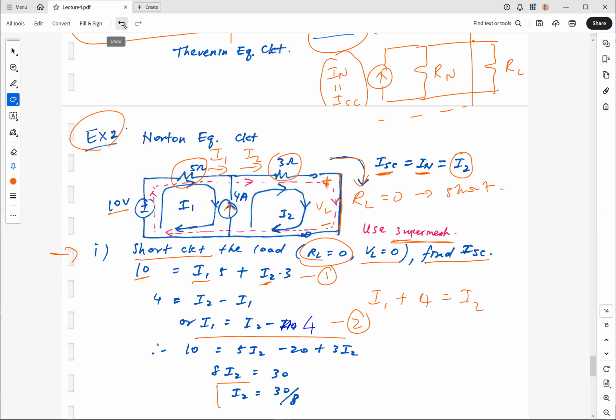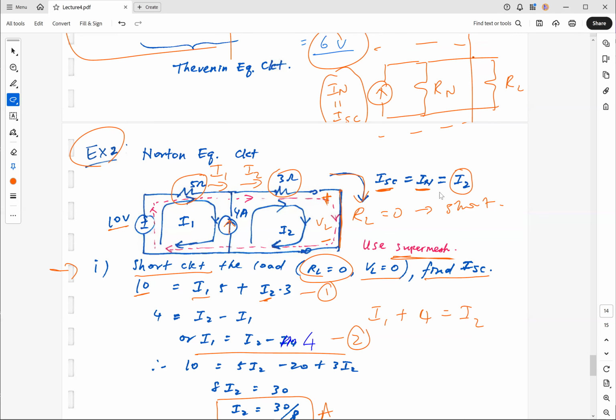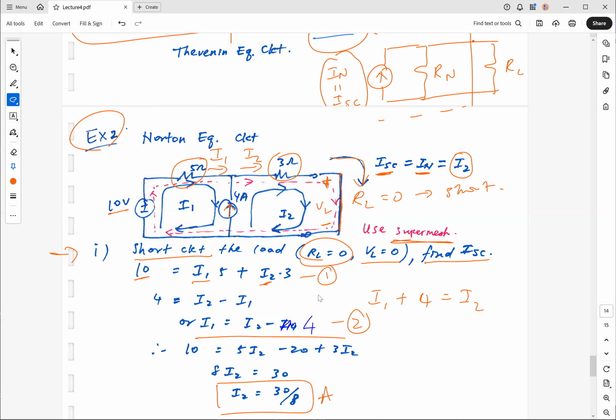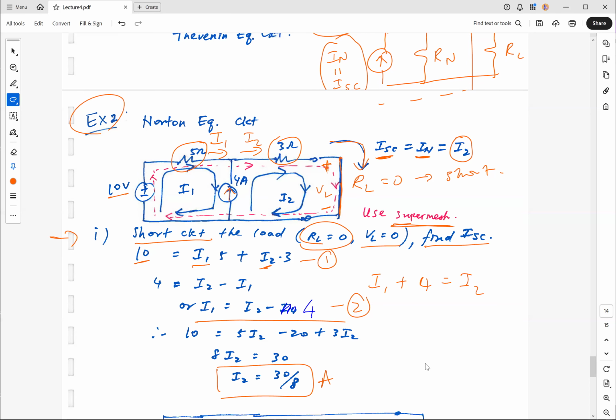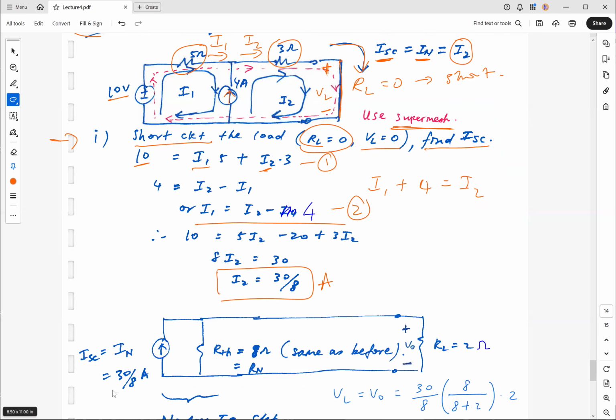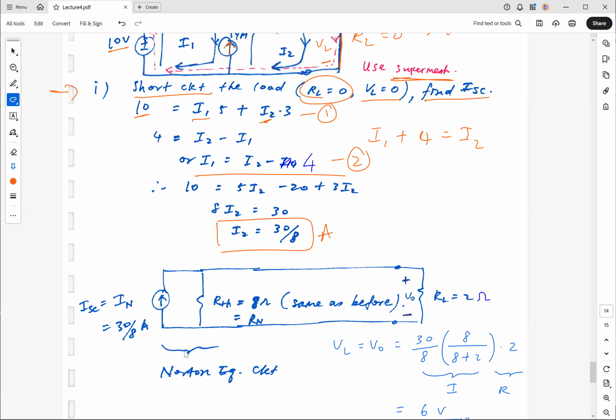But I2 is what we are interested in. I2 turns out to be 30 over 8 mA. Since we just found I2, we can now easily deduce or equate IN and ISC as well. So IN and ISC are both equal to 30 over 8 mA.